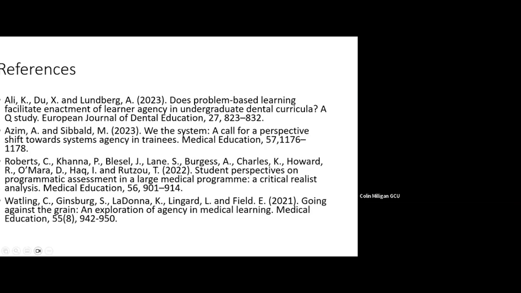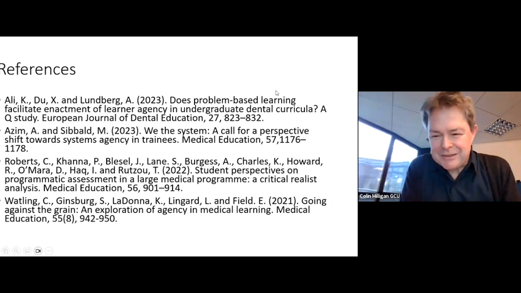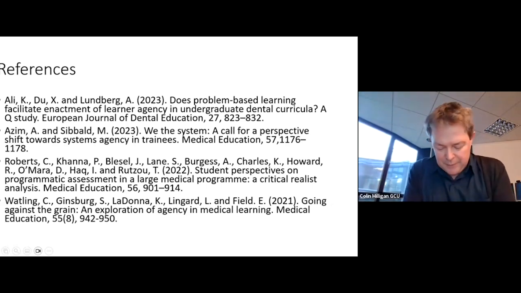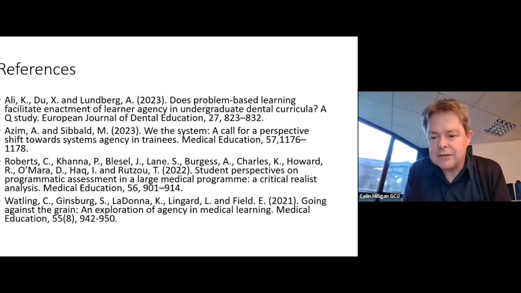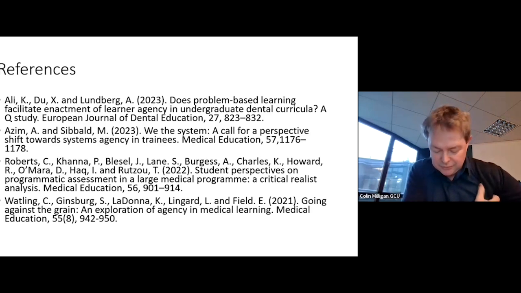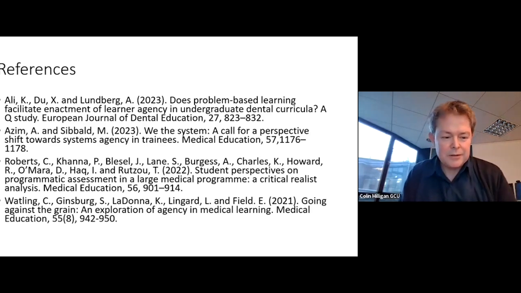Hello, I'm afraid I don't use Zoom very much, so I can't remember how to raise my hand. It's Colin Milligan from Glasgow. I want to take you back to a comment you said at the end, or I should say it first. I'm not a health professional, and I'm certainly not even a teacher. I'm more of a researcher, so I don't have much experience in this, but I'm interested in learner agency.